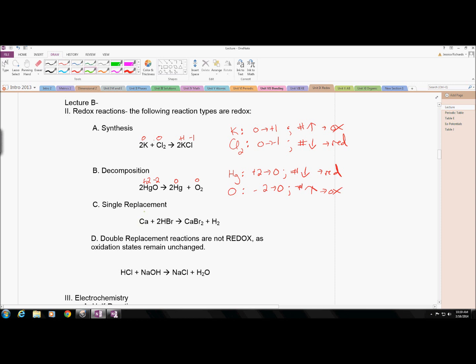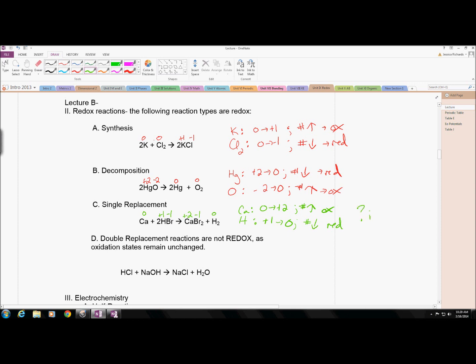Single replacement, pure calcium is 0. In hydrogen bromide, bromine is a halogen, so when he's negative, he's -1. That makes the hydrogen +1. Calcium bromide, again, the bromine is a halogen, so when he's negative, he's -1, which means the calcium in group 2 is +2. Hydrogen is 0. So calcium's number went from 0 to +2. That number went up, so that's oxidation. Hydrogen's number went from +1 to 0. That number went down, so that is reduction. So this is a redox reaction.